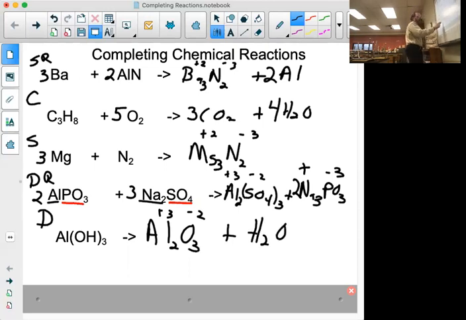Balancing it up, Al 1, Al 2. So we're going to put a 2 here. This does change, so we're going to check it. 3 times 2 is 6. 2, put a 3 here. 3 times 2 is 6. 3 and 3, that's balanced from there.